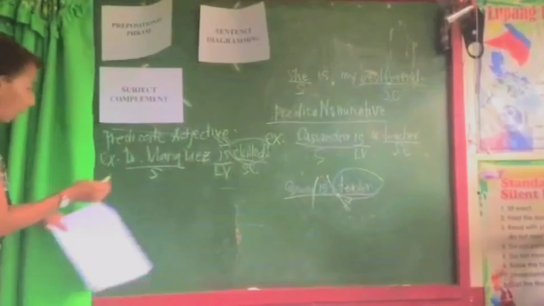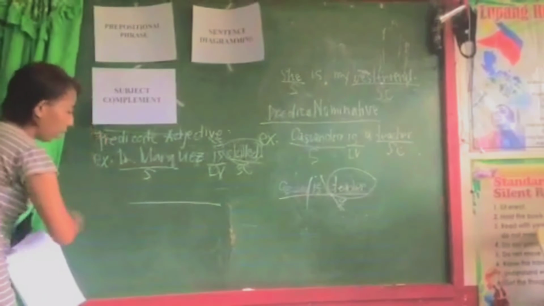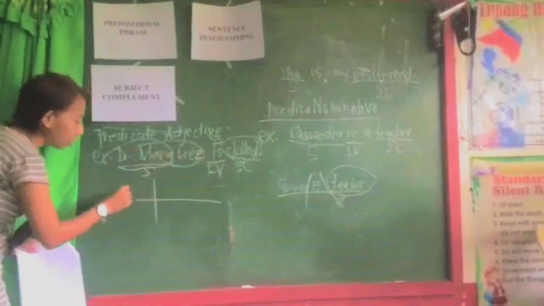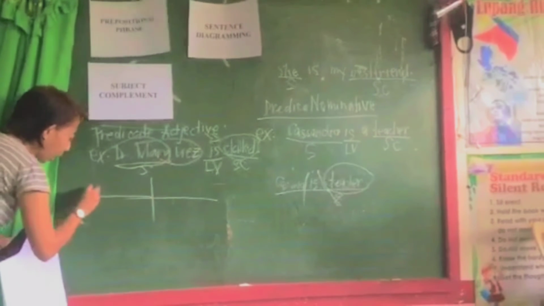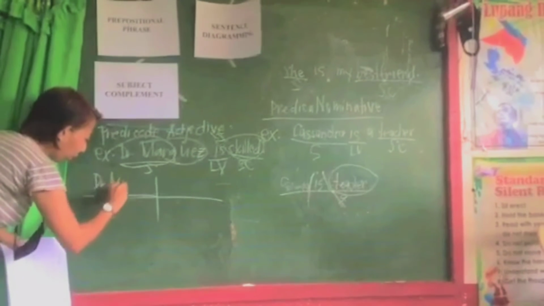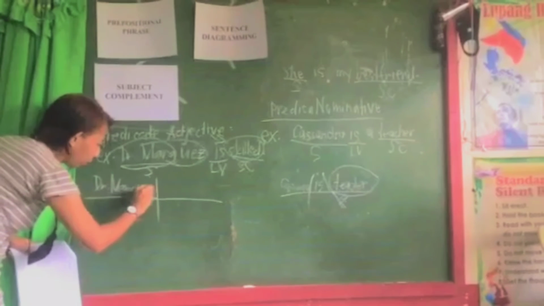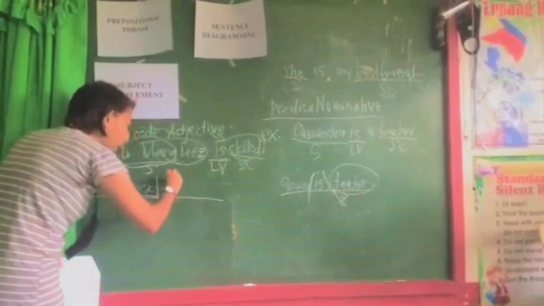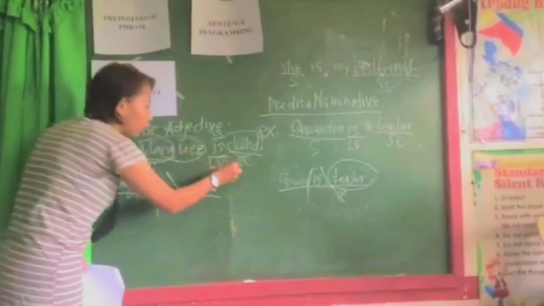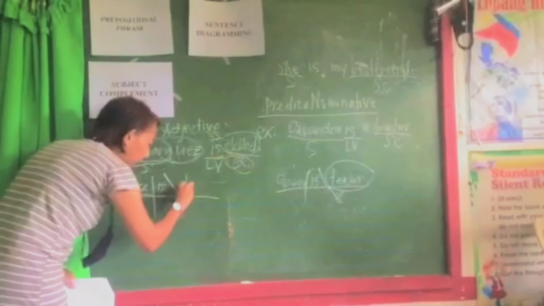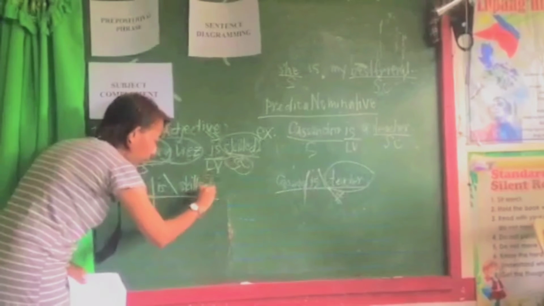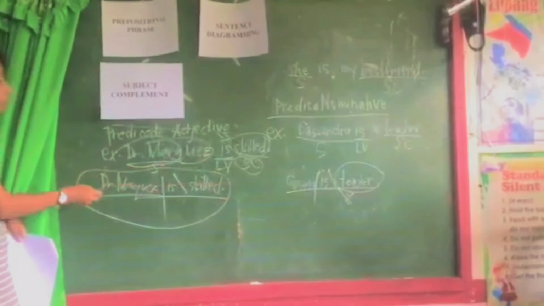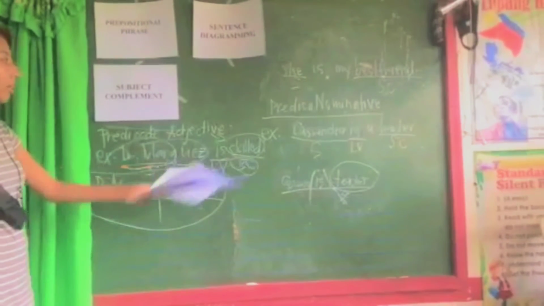Now let us try to diagram the sentence. Horizontal, vertical. Since Dr. Marquez is our subject, we write it on the right part. Dr. Marquez. Our linking verb is, and again, a slant line between is and our subject complement, which is skilled. So, this is the diagram of the sentence Dr. Marquez is a skilled worker.